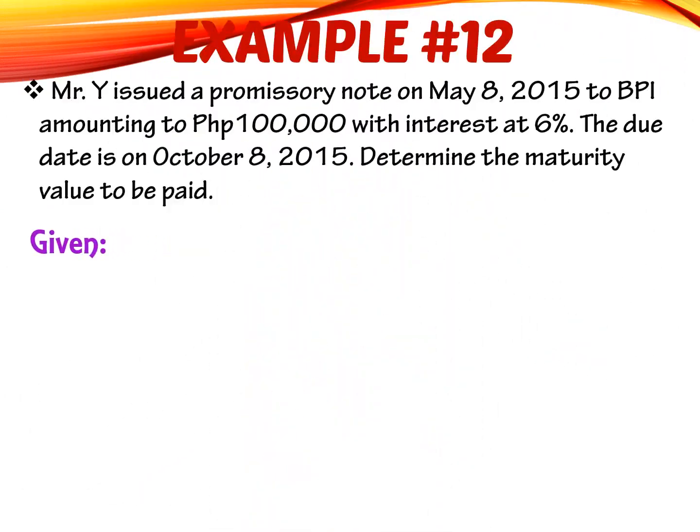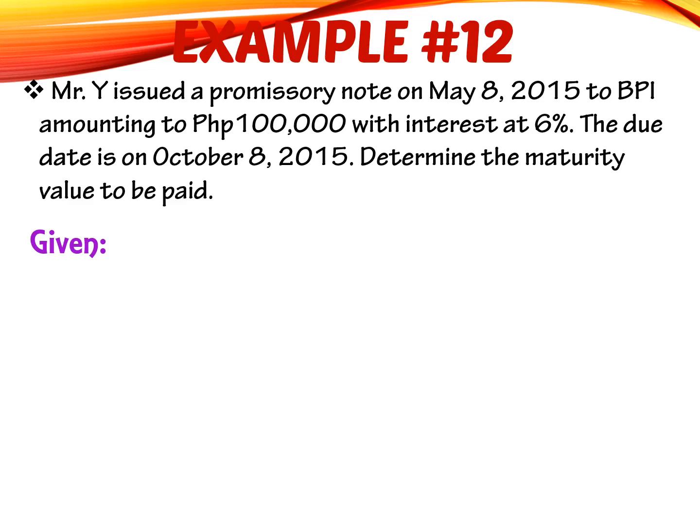Okay, let's have the last example. Mr. Y issued a promissory note on May 8, 2015 to BPI amounting to 100,000 with interest at 6%. The due date is on October 8, 2015. Determine the maturity value to be paid. So when we say promissory note, it is a legal written statement issued by a person who owes a certain amount from another person or company. So the person who borrowed is bound to pay a certain amount on a specific date. So usually you hear it sa mga private institutions when you cannot pay your due yet. So gumagawa tayo ng kasulatan or ng promissory note.